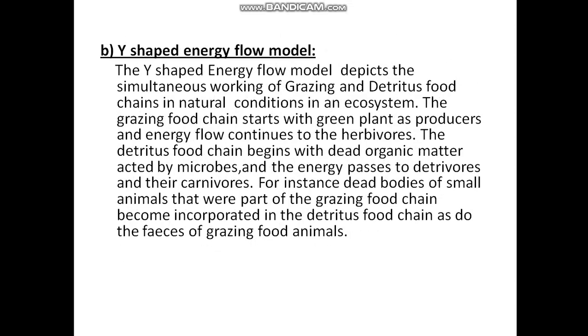Now we go on to the Y-shaped energy flow model. The Y-shaped energy flow model depicts the simultaneous working of grazing and detritus food chains in natural conditions in an ecosystem. The grazing food chain starts with green plants as producers, and energy flow continues to the herbivores. The detritus food chain begins with dead organic matter acted on by microbes, and the energy passes to detritivores and their carnivores. For instance, dead bodies of small animals that were part of the grazing food chain become incorporated in the detritus food chain, as do the feces of grazing food animals.